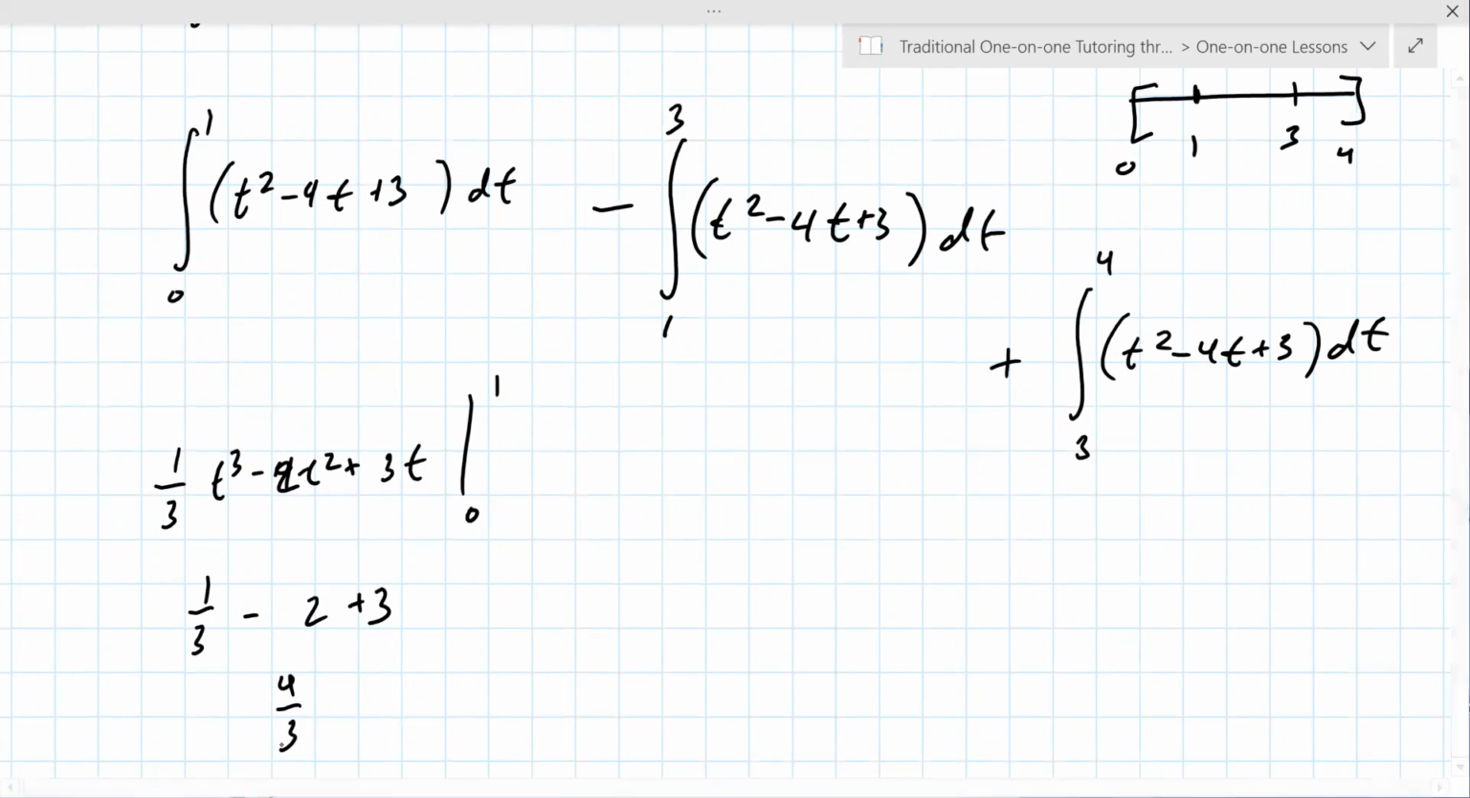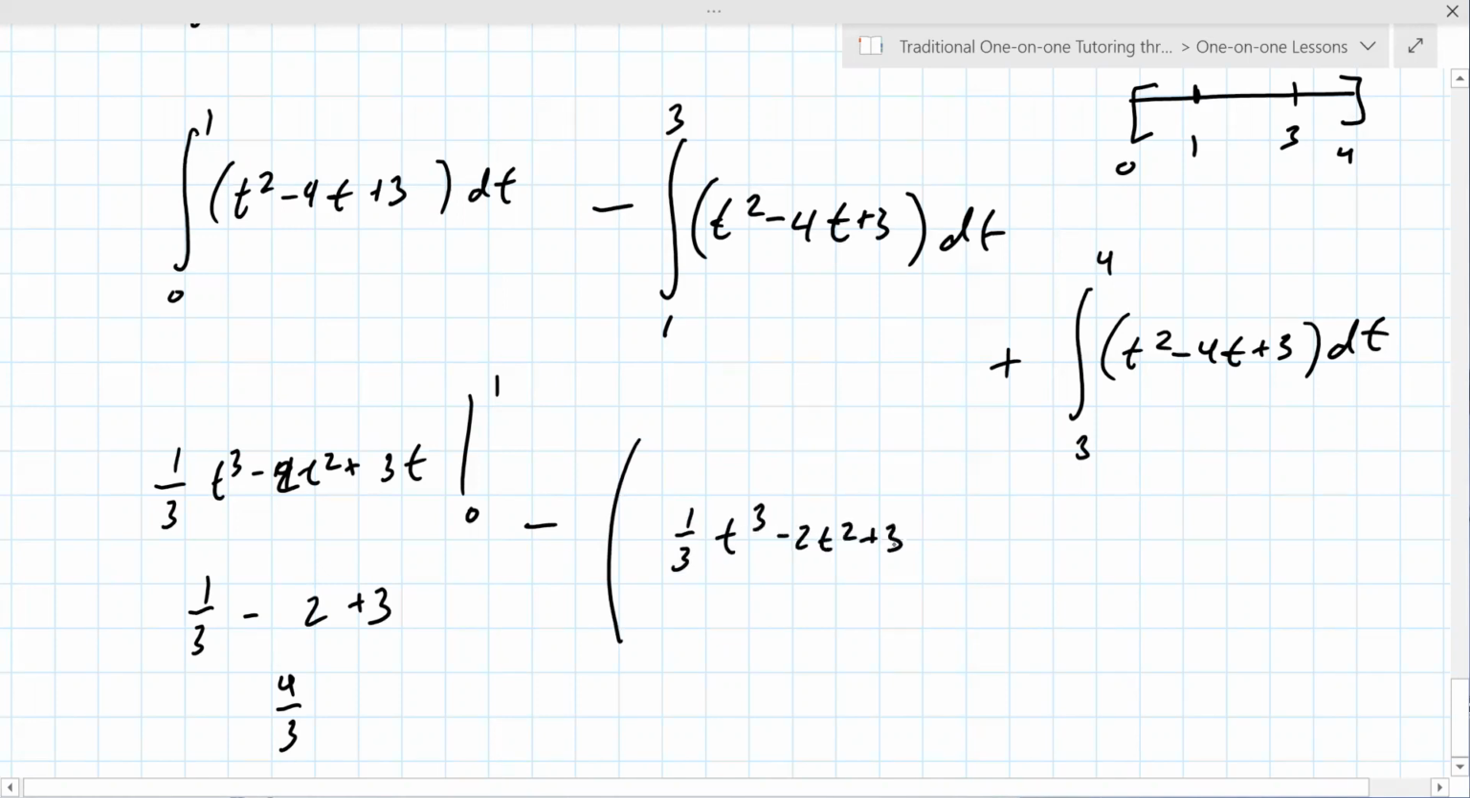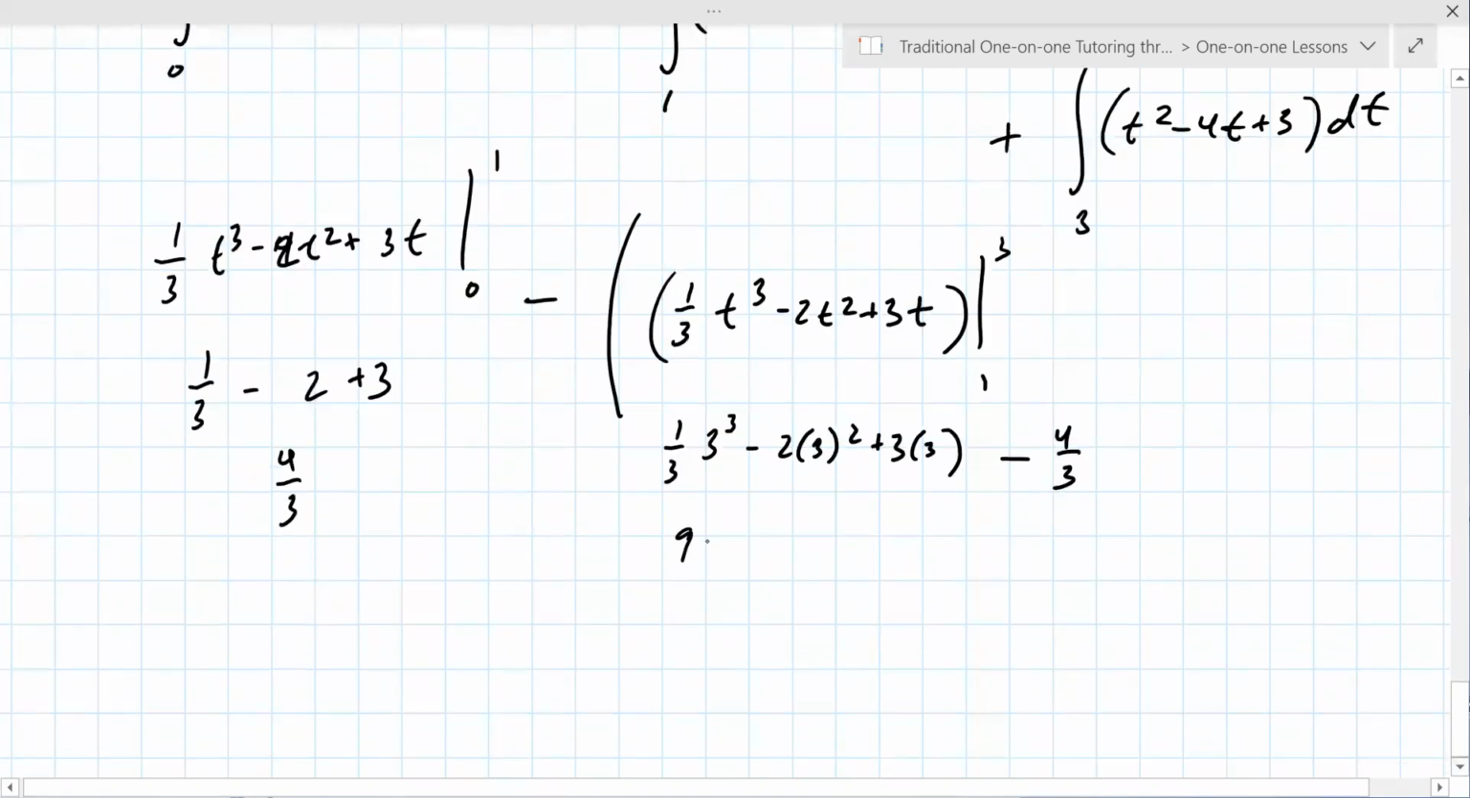Keep in mind that when you evaluated it at 1, you got 4/3, because that becomes really critical here, so you don't have to redo the calculations over and over. So then you just have to do it for 3. It's the same antiderivative. So 3 times 3 is 9, 9 times 3 is 27, 27 over 3 is 9, minus 2 times 9, plus 3 times 3.